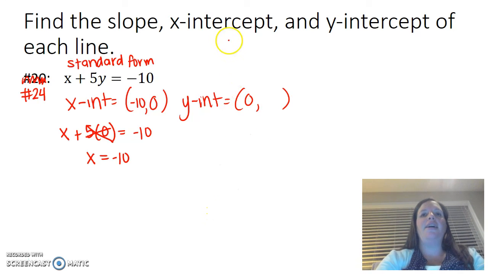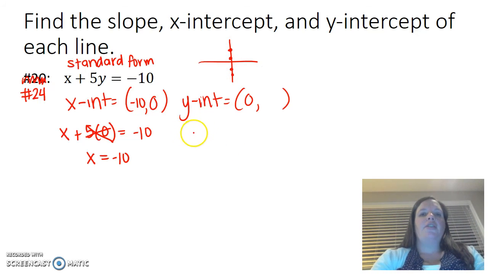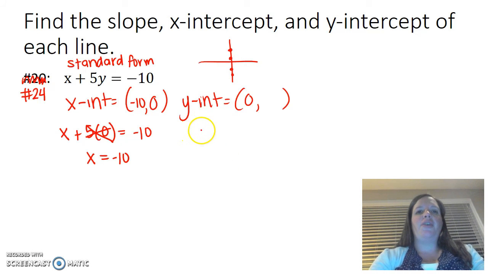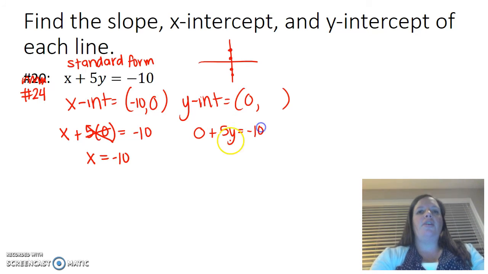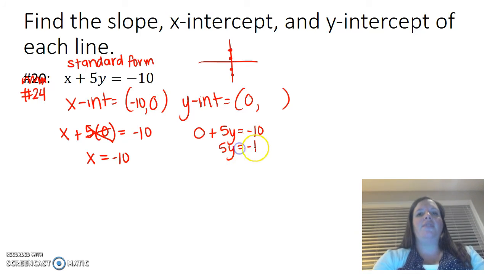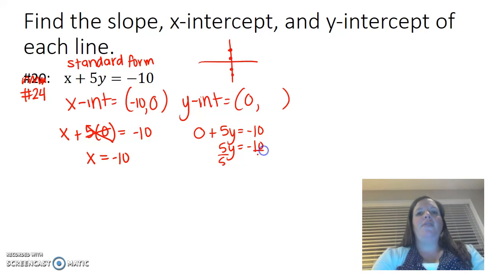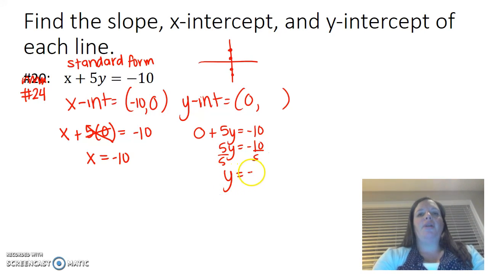it's on the y-axis. Think about points that are on the y-axis. They all have a y value of 0. Or sorry, an x value of 0. So if I plug in 0 for x, and I solve, 5y equals negative 10. Divide by 5. There's my y-intercept.